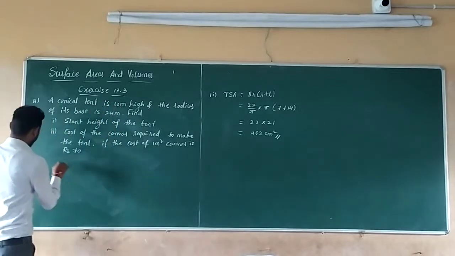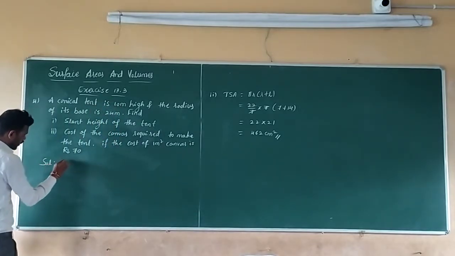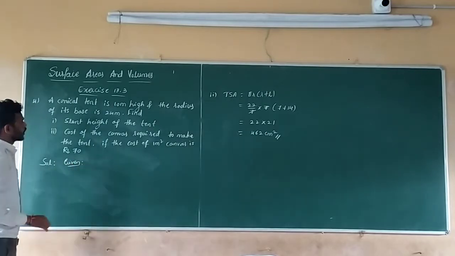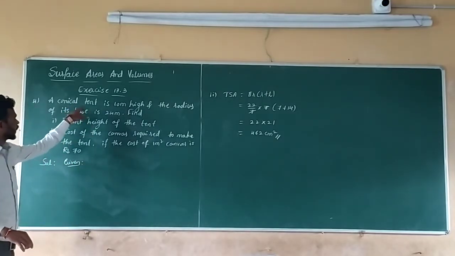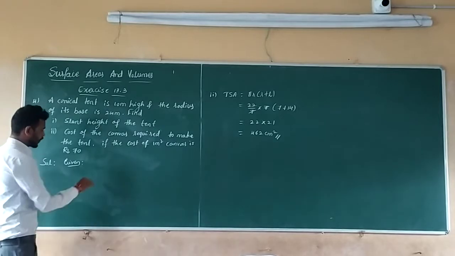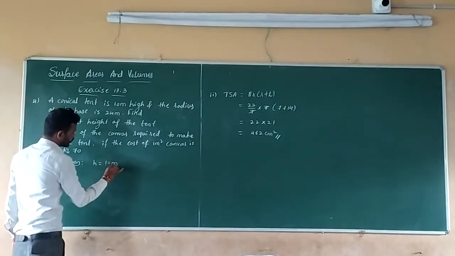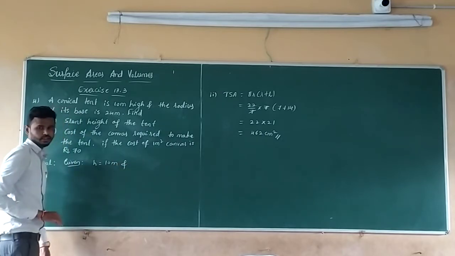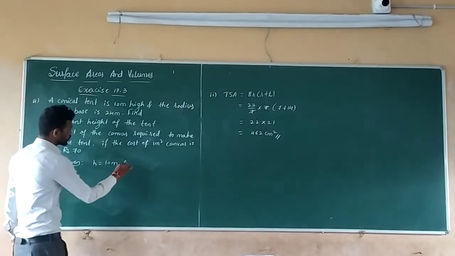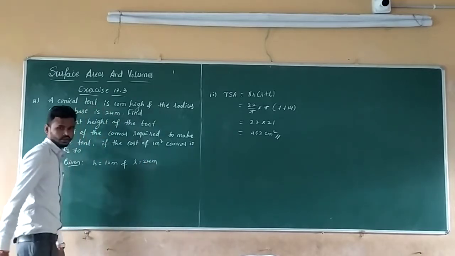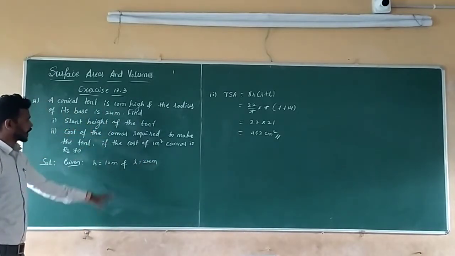So what are they given? They are given that a conical tent is 10 meters high. That means height is 10 meters, and its radius is 24 meters. So first we need to find the slant height of the tent.